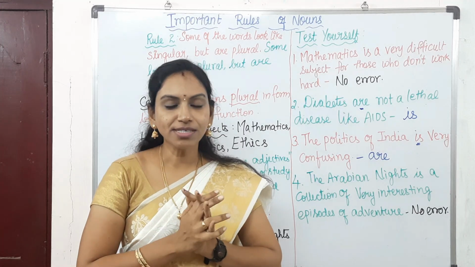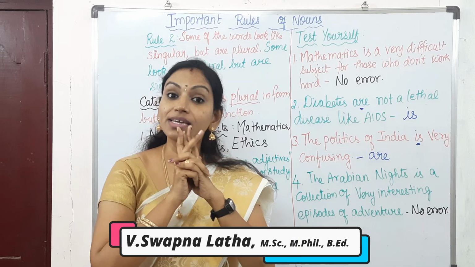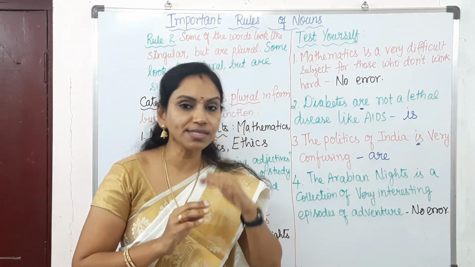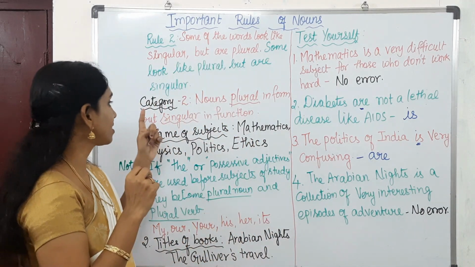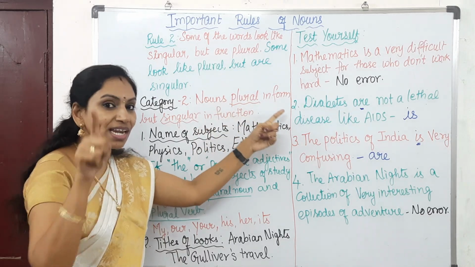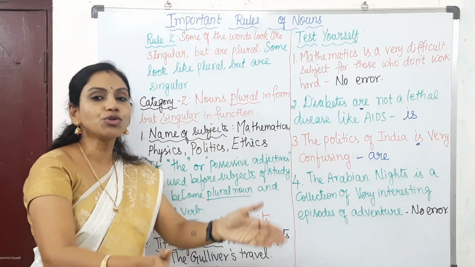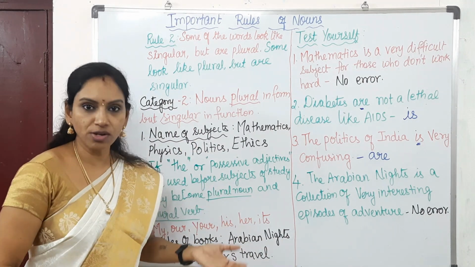Next, my dear friends, under rule 2, category 2. Category 1 we have seen: nouns which are singular in form and singular in function. Now the second category is nouns plural in form but singular in function. They appear to be plural but they function as singular only.